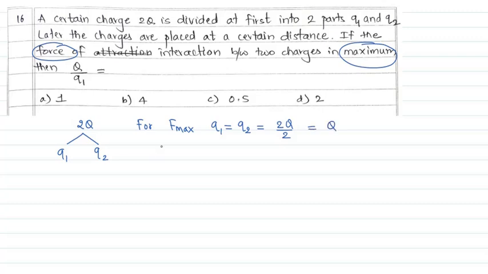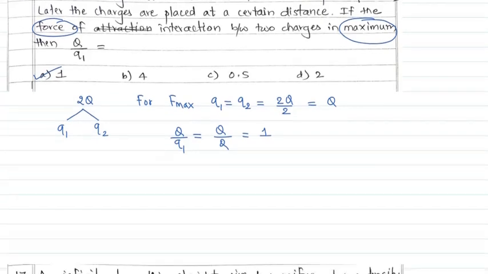Now find the ratio. Then he has asked ratio q by q1. So this is q, q1 is also equal to q. So both get cancelled. You will have ratio as 1. So option A is the answer. Next one.